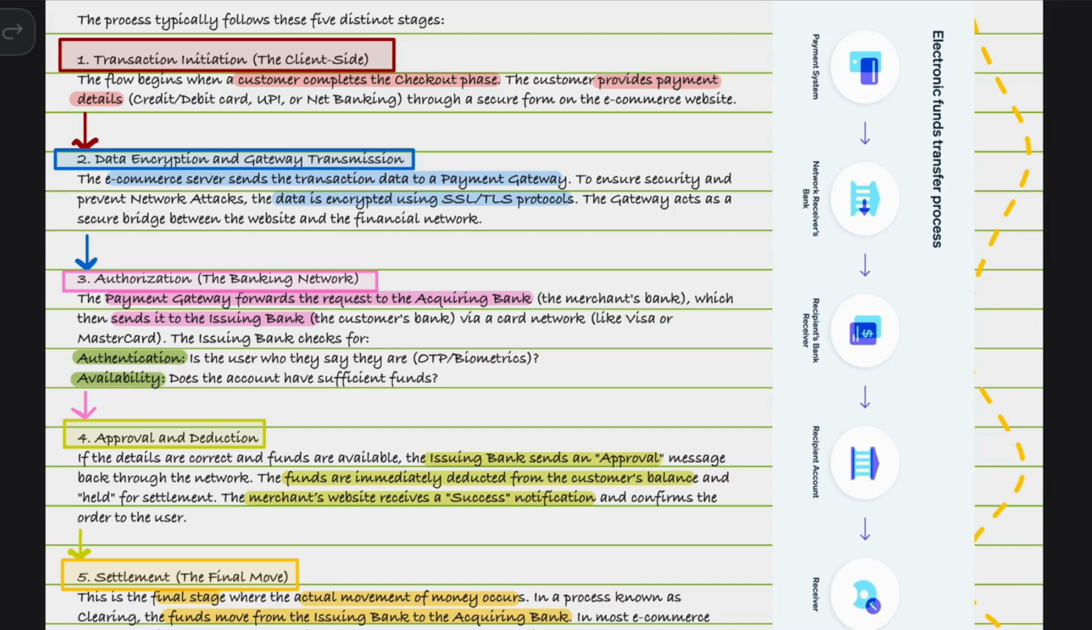So late that night, during a process called clearing, the banks settle their accounts in large batches. The funds are transferred from Rahul's bank account directly to Electro Hub's corporate merchant account. This final loop is completed within 24 to 48 hours, which is known as T+2 settlement, and this closes the entire value exchange loop. And this is the process of how EFT works in detail. I hope you got that.